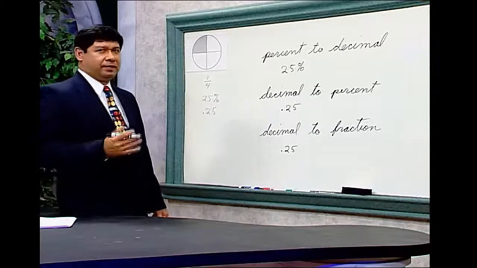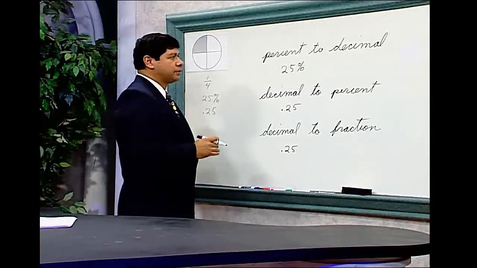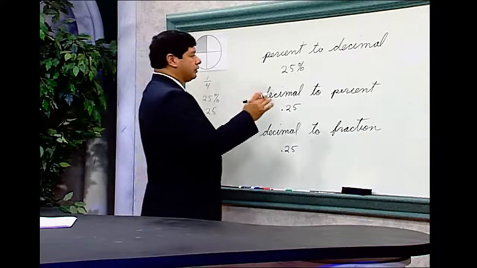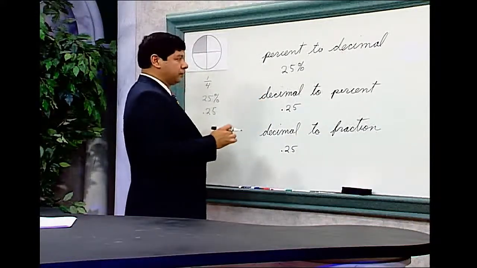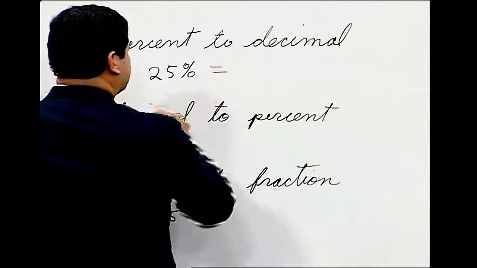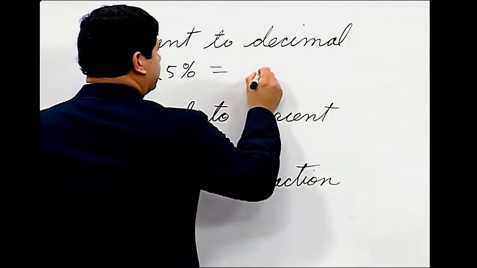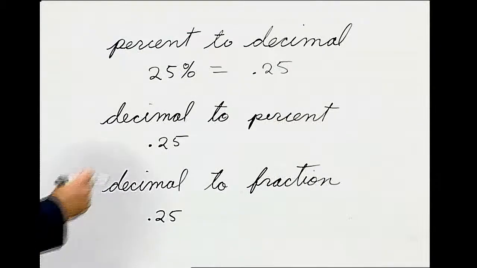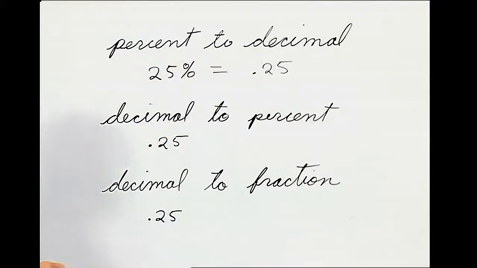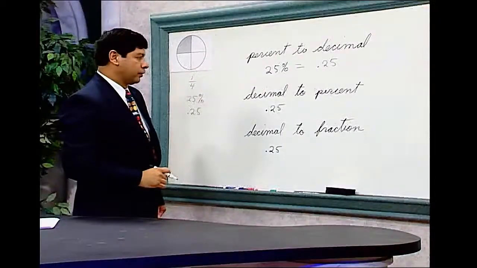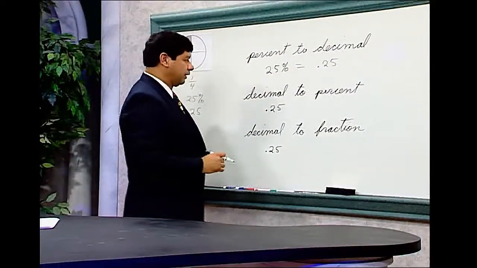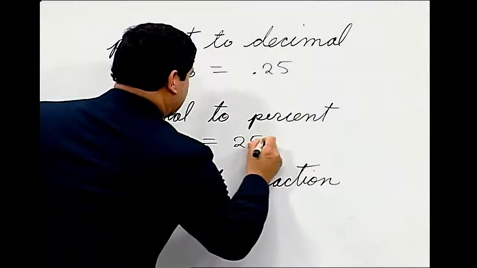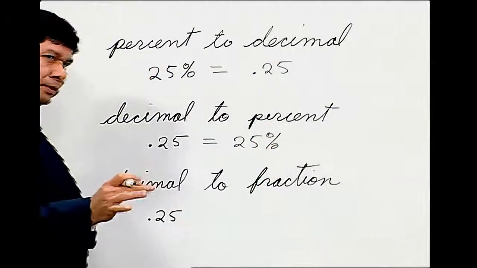Percent to a decimal, again, very simple. Changing 25% to a decimal, we can either divide or just simply move the decimal point 2 places over to the left. So in doing so, 25% becomes 0.25. Decimal to a percent. Again, just the opposite of changing the percent to a decimal. We can either multiply by 100 or simply move the decimal point 2 places over to the right. So this would then become 25%. Very simple to do.